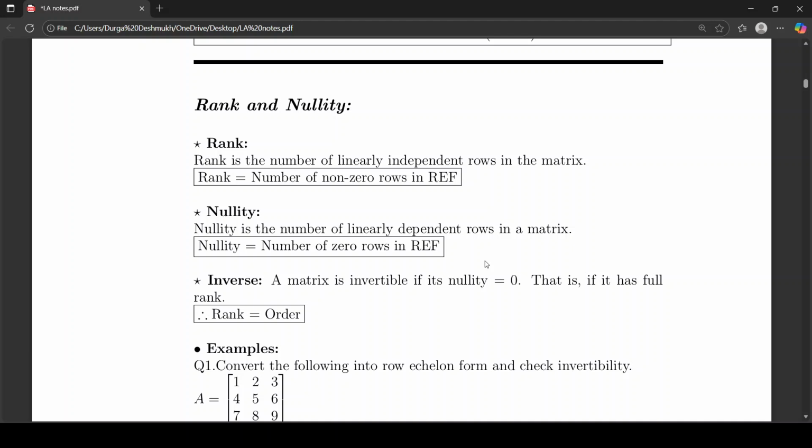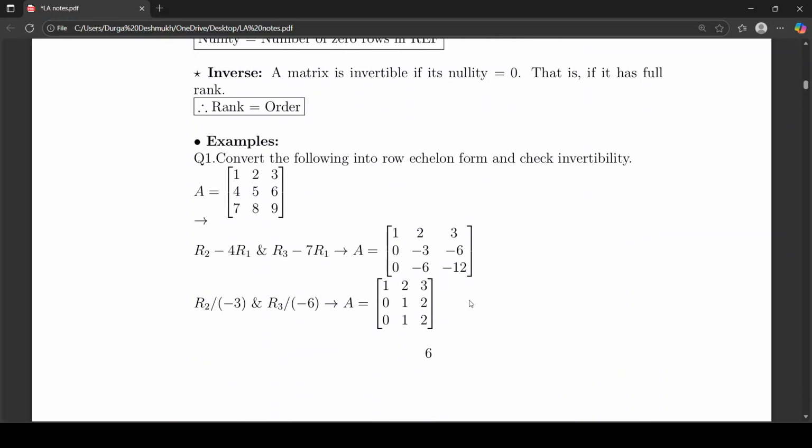We know the basic definition for inverse. It is that the determinant of that matrix should be non-zero, right? So in terms of rank and nullity, if the nullity is 0, that is, if it has full rank, then the matrix is said to be invertible. Now consider this example. Here we need to convert A into row echelon form and check its invertibility.